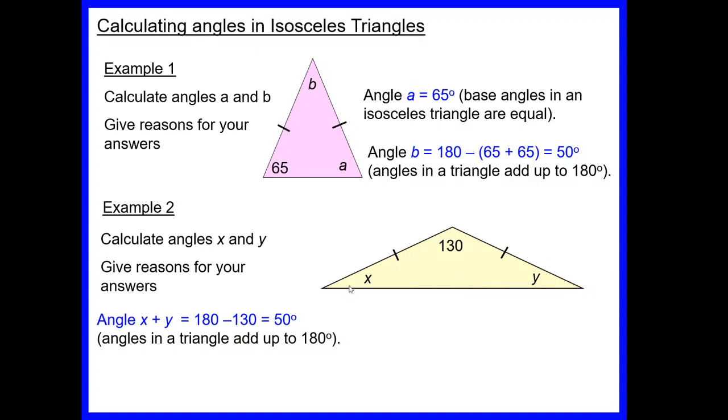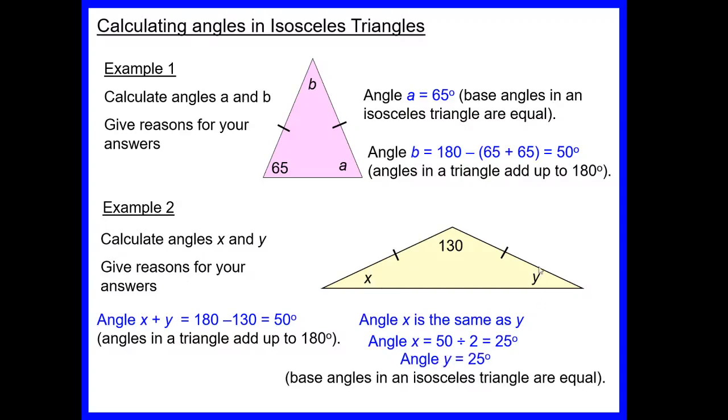Okay, so 180, take off the one angle we know, means that the value we're left with must be shared between the two angles at the base this time. We know they have to be equal, so if we do 50 divided by 2, that gives us angle X at 25 and angle Y at 25 degrees. And our reason, the base angles in an isosceles triangle are equal.